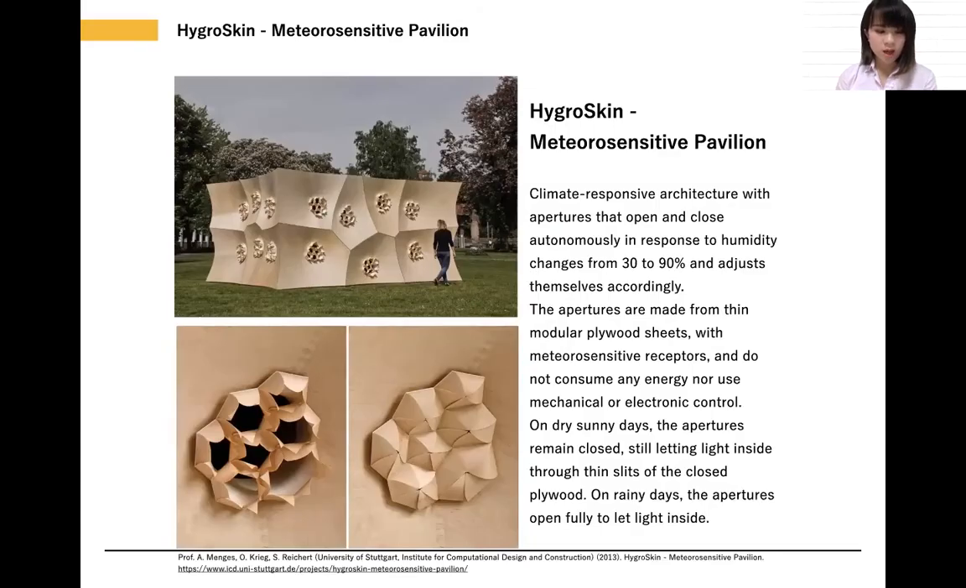For example, HygroSkin is a climate-responsive architecture with apertures that open and close autonomously in response to humidity changes from 30 to 90% and adjust themselves accordingly. The apertures are made from thin modular plywood sheets with meteorosensitive receptors and do not consume any energy nor use mechanical or electronic control. On dry sunny days, the apertures remain closed, still letting light inside through thin slits of closed plywood. On rainy days, the apertures open fully to let light inside.